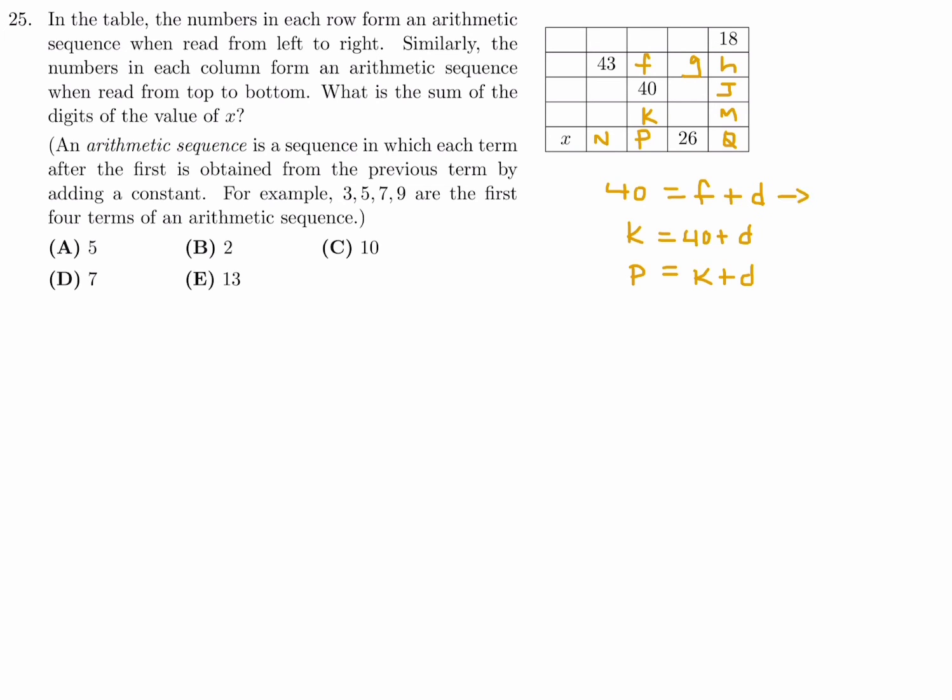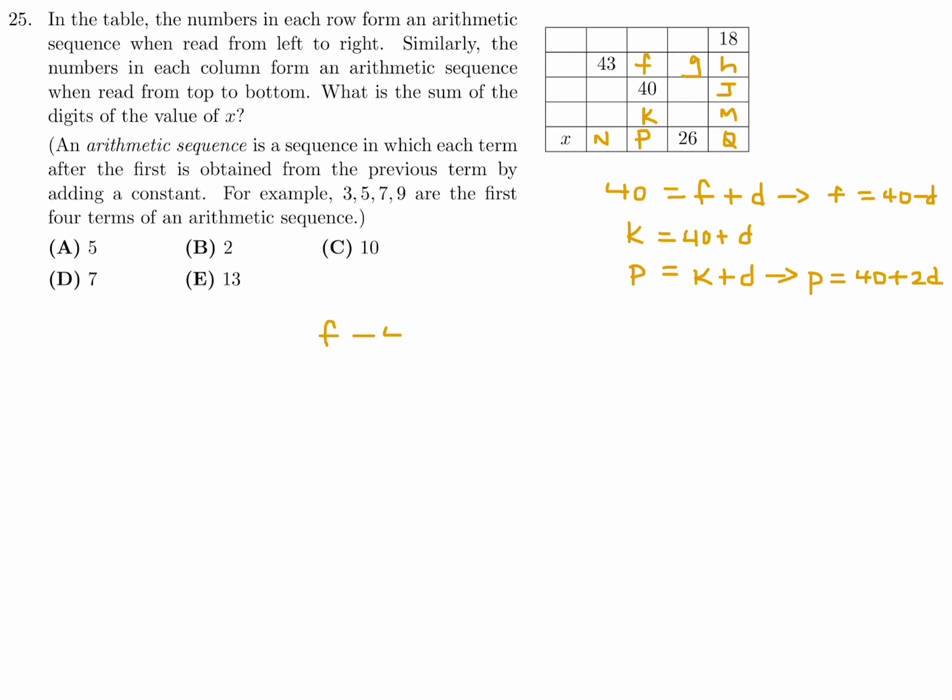From the first one, we can just isolate for F, 40 minus D. The second one we'll just leave as is. From the next one, P will be equal to, since K is 40 plus D, 40 plus D plus D, so 40 plus 2D. All right, so I think that's about as much as we can do there. Now let's concentrate on this row right here.